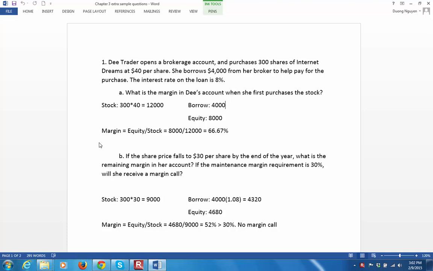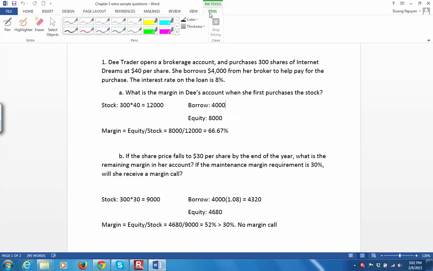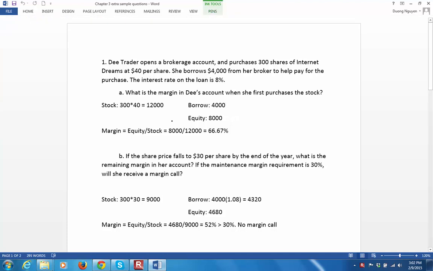Initially, she invested $12,000, because she bought 300 shares and the price per share is $40. So the total value of stock she invested initially was $12,000. Now, out of $12,000, she borrowed $4,000. So therefore, her equity, which is her own money, is $8,000.